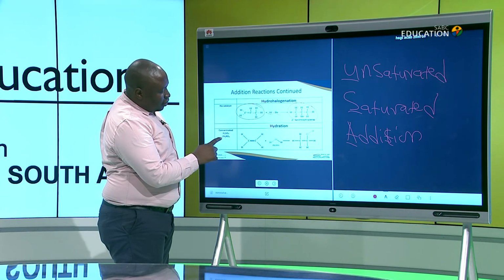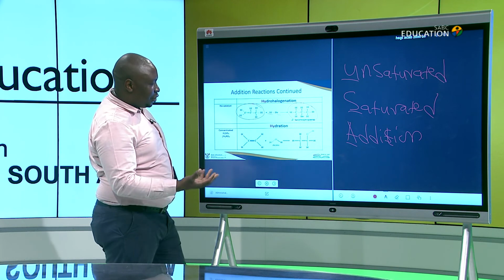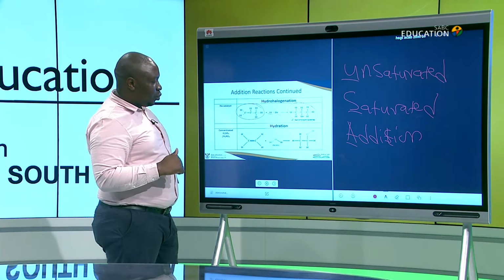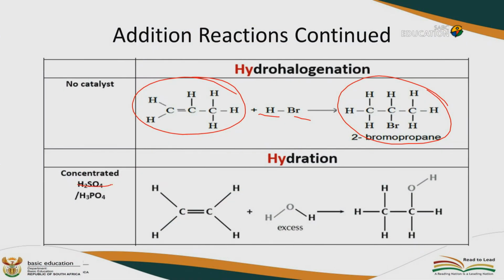Now, the next reaction, which is hydration, we're using water. Remember, we used water last time. We said we'll use sulfuric acid as a dehydrating agent. We're using water even here. We use concentrated sulfuric acid or phosphoric acid as our catalyst.